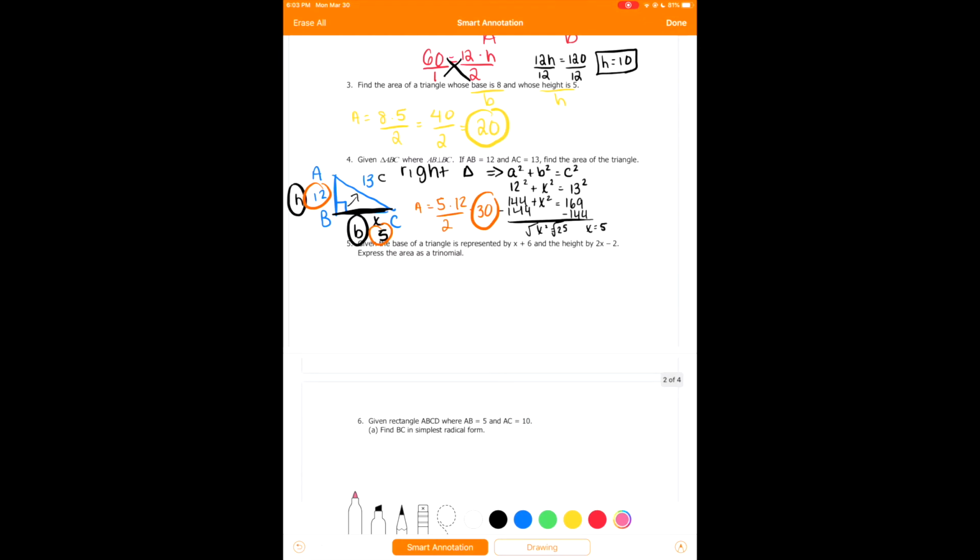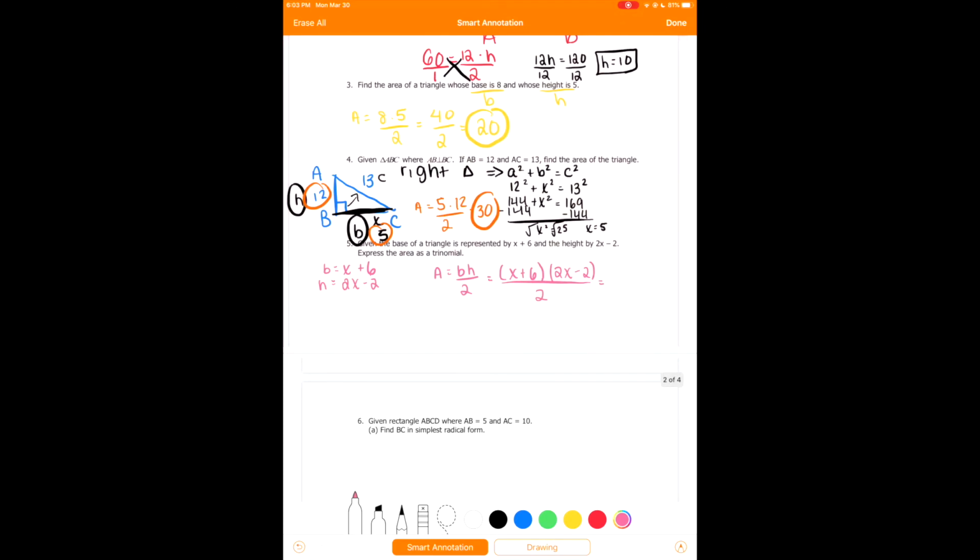Next one, given the base of a triangle is represented by x plus 6. So I'm just going to write on the side over here. And the height is 2x minus 2. Express the area as a trinomial. So my area equals base times height over 2. So I'm going to do my base, which is x plus 6, times my height, which is 2x minus 2, all over 2.